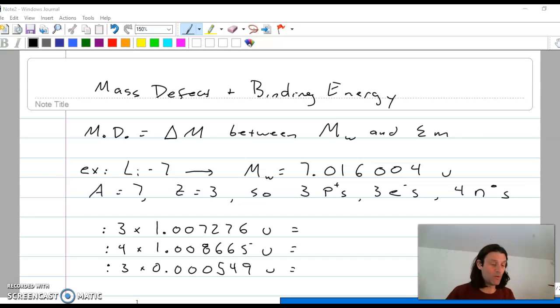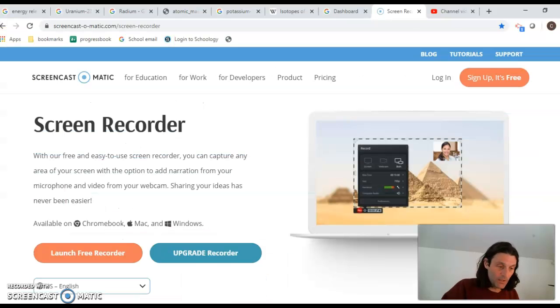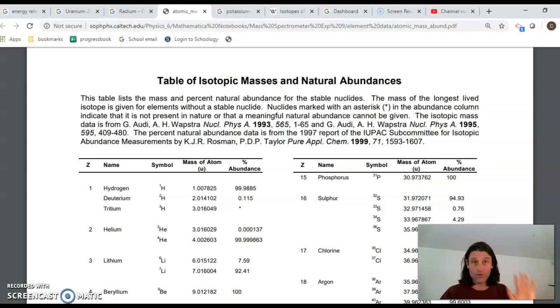An example I will use for the math: lithium-7. The mass of the whole thing for lithium-7 is 7.016004 U's. What you may remember is that comes from this chart right here. Look to the left, not quite to the bottom all the way. You see lithium with the 7 right there. Its atomic mass is 7.016004. 92.41% of all lithium is that. So that's where that number comes from.